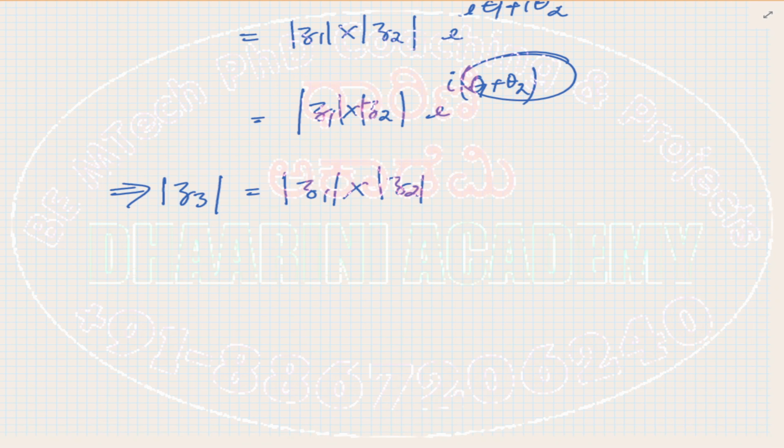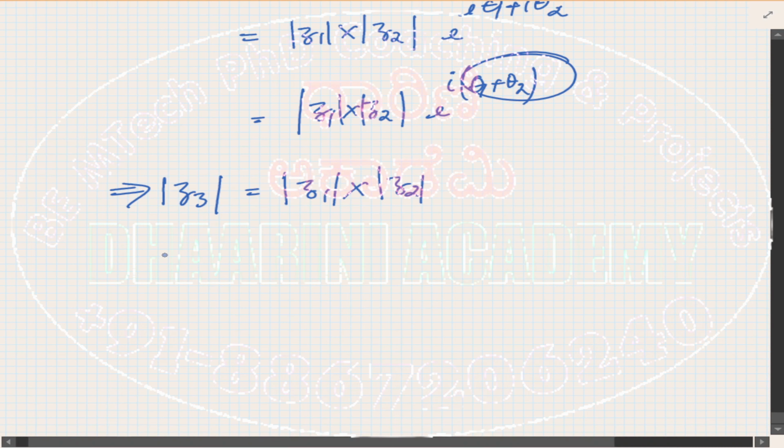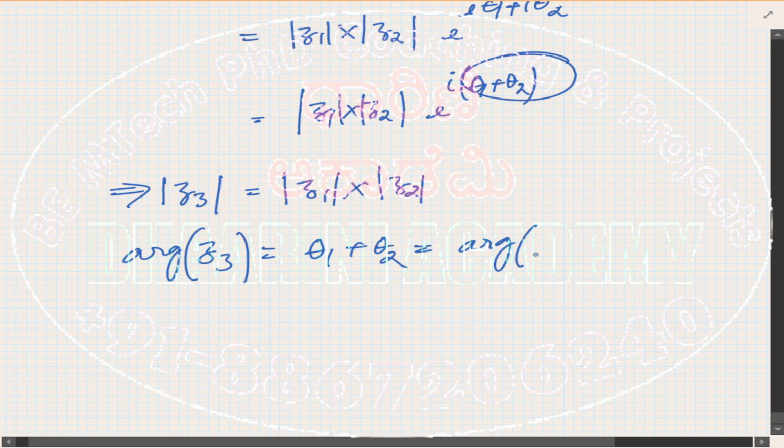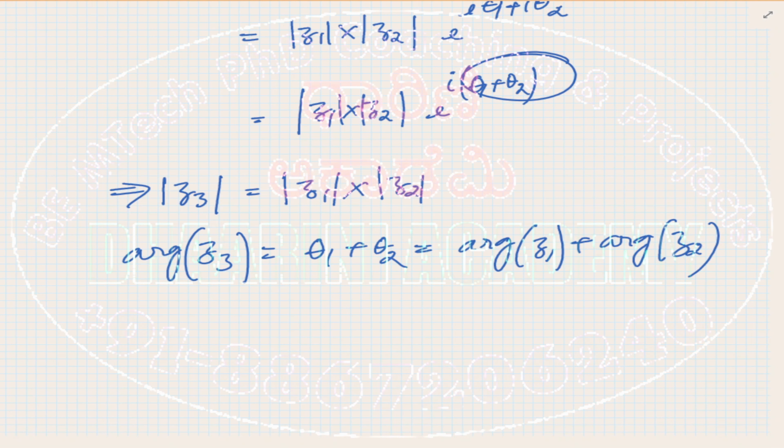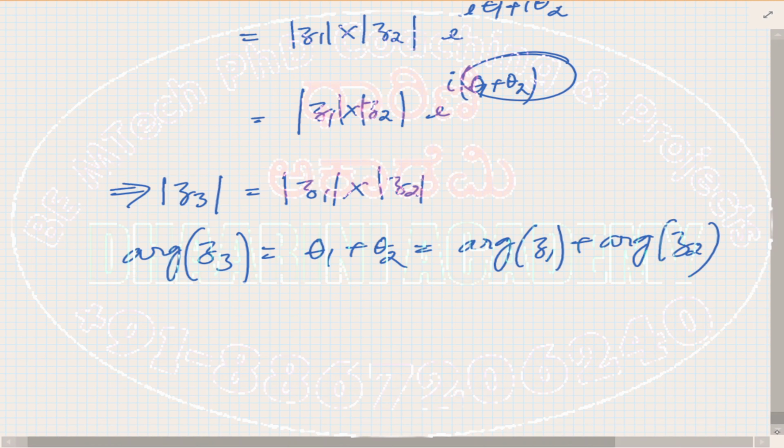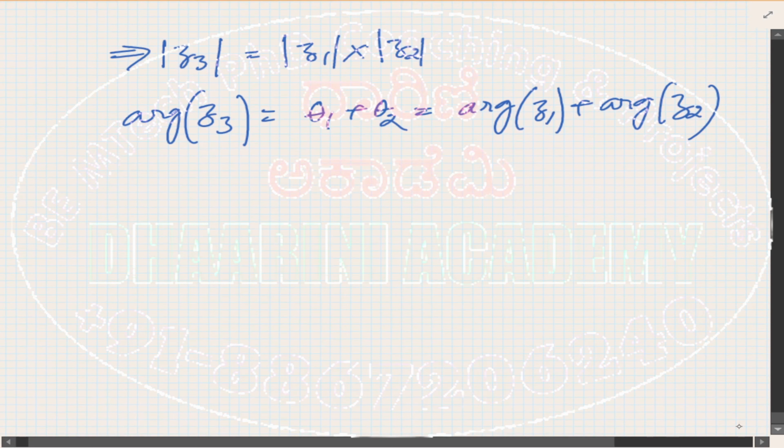Arg z3 is equal to theta 1 plus theta 2. So it is equal to arg z1 plus arg z2. Fine. This is the first rule and first application.